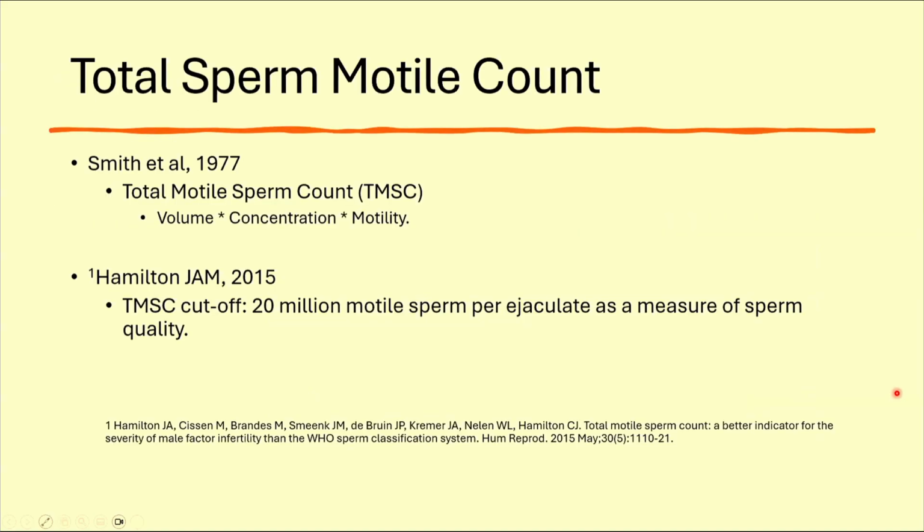To find a better predictor of spontaneous ongoing pregnancy rate, Smith in 1977 calculated what we call total motile sperm count by multiplying volume by concentration by motility. According to him, the total motile count is a better way to label the quality of sperm rather than relying on the WHO semen analysis. And Hamilton, 2015, established a cutoff of 20 million motile sperm per ejaculate as a measure of good quality sperm. The reason I'm mentioning this is because this is what Dr. Diamond applied in his paper.